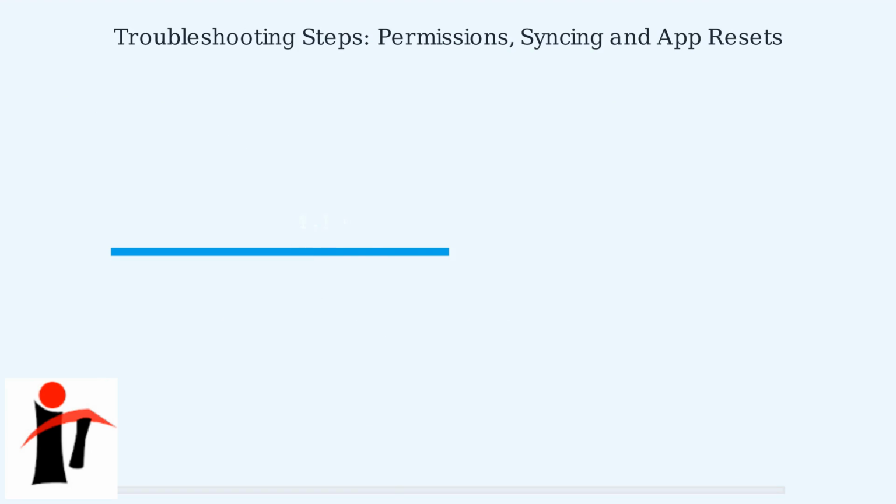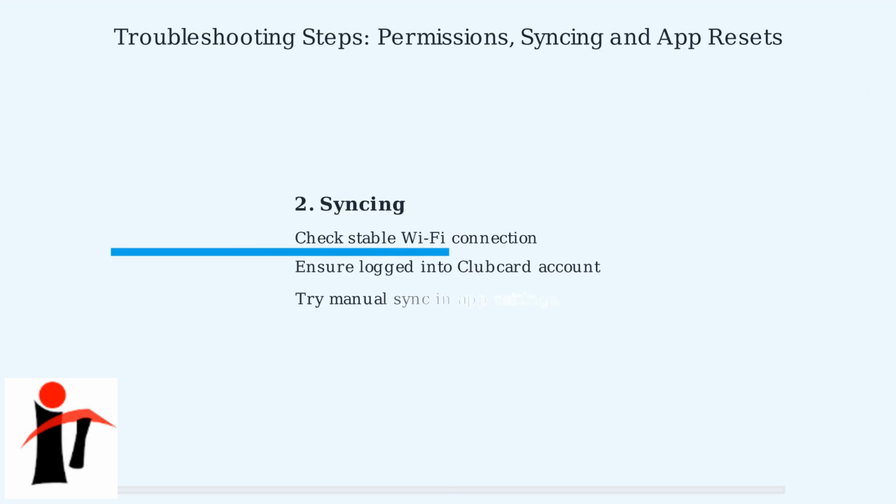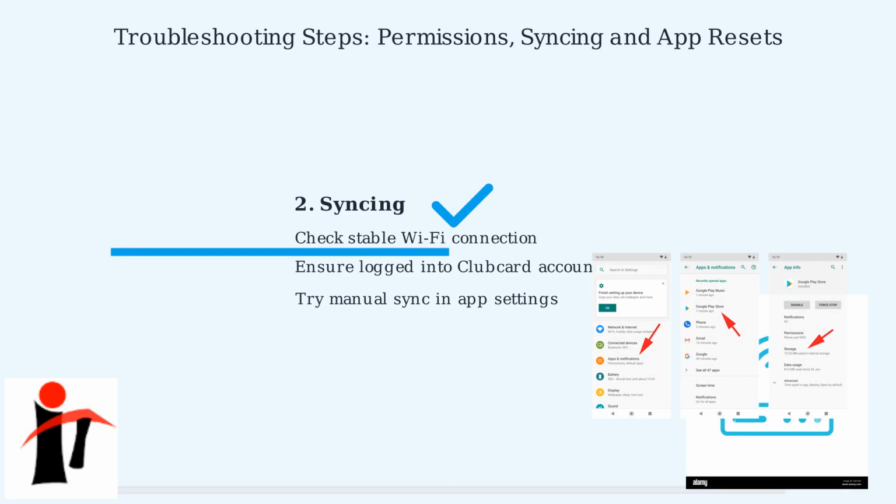Let's walk through practical troubleshooting steps to fix the Tesco app. Start with permissions. On Android, ensure storage permission is granted. On iOS, check photos or files access. Next, address syncing. Verify you have a stable Wi-Fi connection and are logged into your Clubcard account. If issues persist, try manually syncing within the app settings if available.